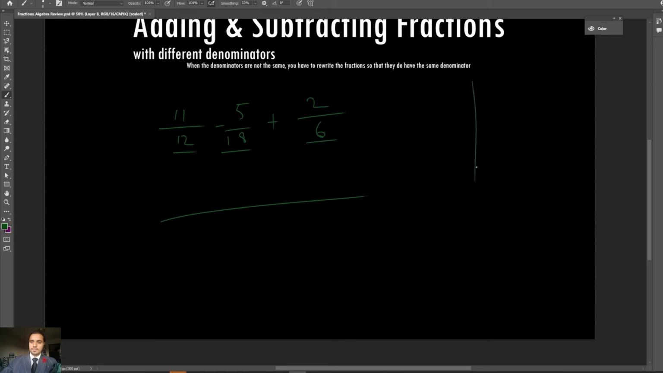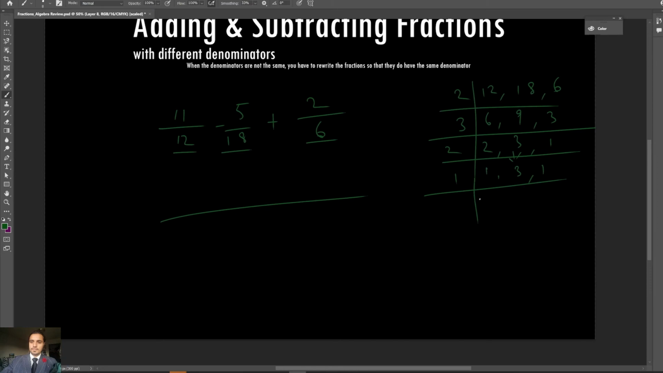So let's write 12, 18, and 6. Now we know that 12 is divisible by 2, and 18 is divisible by 2, and 6 is divisible by 2 because they're all even. So 2 times 6, 2 times 9, and 2 times 3. Next, we can just try 3. 3 times 2 is 6, 3 times 3 is 9, and 3 times 1 is 3. And then 2 times 1, and 3 doesn't go on 2, so it will just come down as it is. And then 1 times 1, 1 times 3, and 1 times 1, okay?